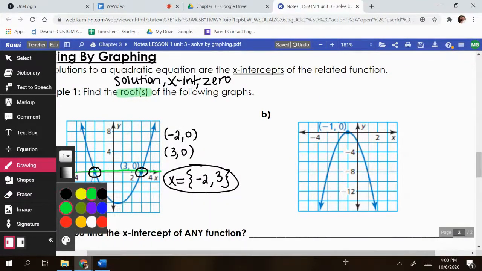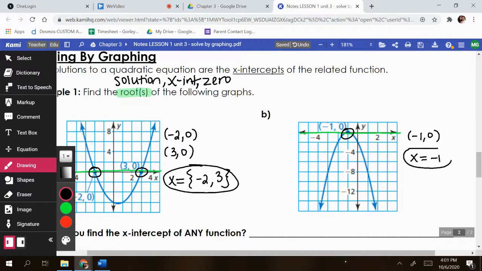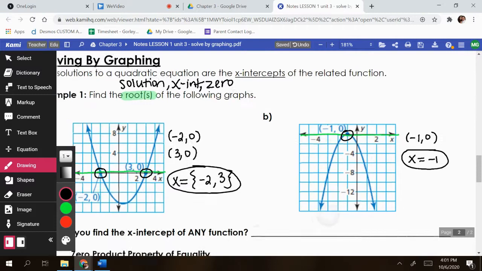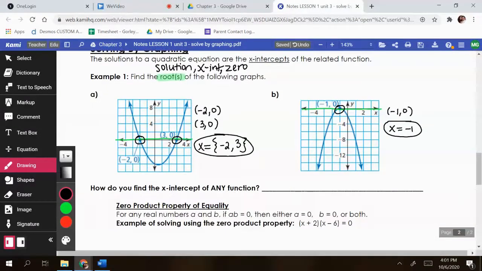Okay. What about this one? Where does it cross the x-axis? Crosses the x-axis right here. So (-1, 0) is my root or my solution. So I'm just going to put x equals -1 as my answer. It says, how do you find the x-intercept of any function? Where do I plug in 0? Plug in 0 for what? y. And solve for x. Okay, so I'd be plugging in 0 for y, and I'd be solving for x. So my x-intercepts would be (x, 0).